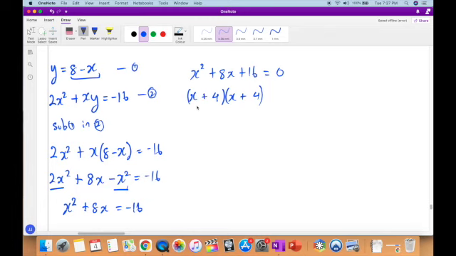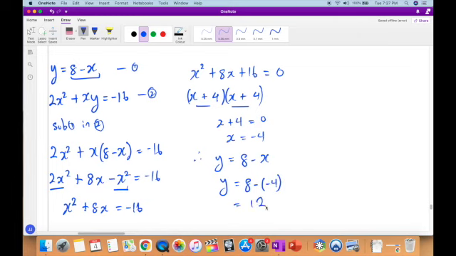So therefore, since I have the same answer twice, means that I could just figure out for one of them, x is equal to negative 4. And therefore, y is equal to 8 minus x. If x is negative 4, y is equal to 8 minus x, which is 8 plus 4, that is 12. So therefore, these two are only intersecting at one point.